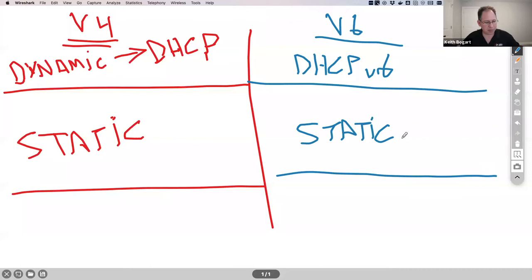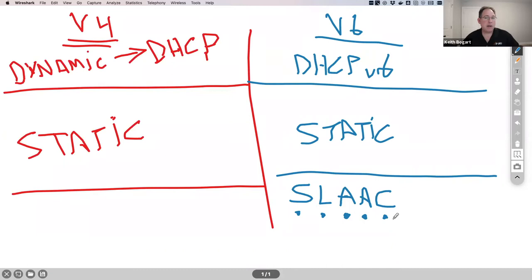And then IPv6 also has a method that IPv4 doesn't have. It's called SLAAC. S-L-A-A-C. Of course, that's an acronym that stands for stateless address automatic configuration. Stateless address automatic configuration. This is really cool in concept.